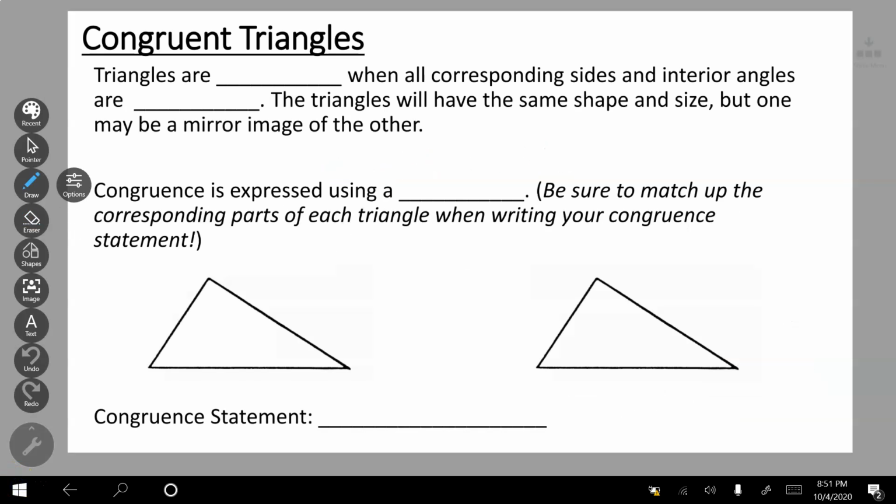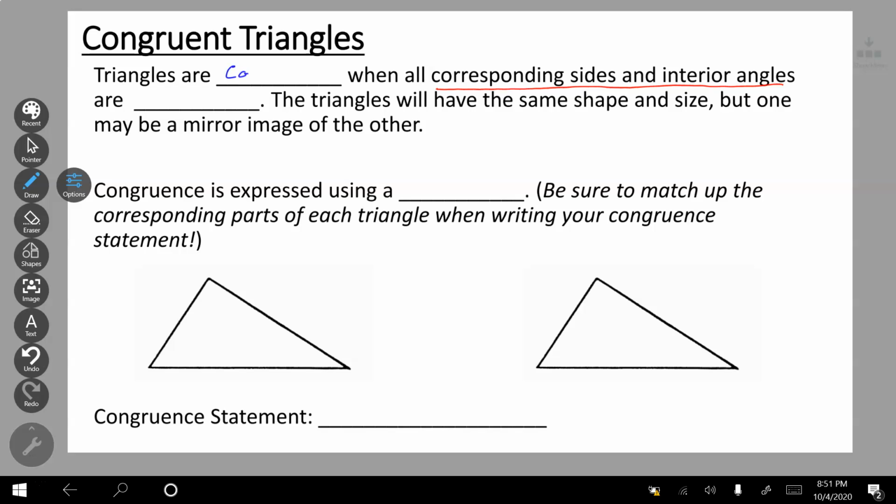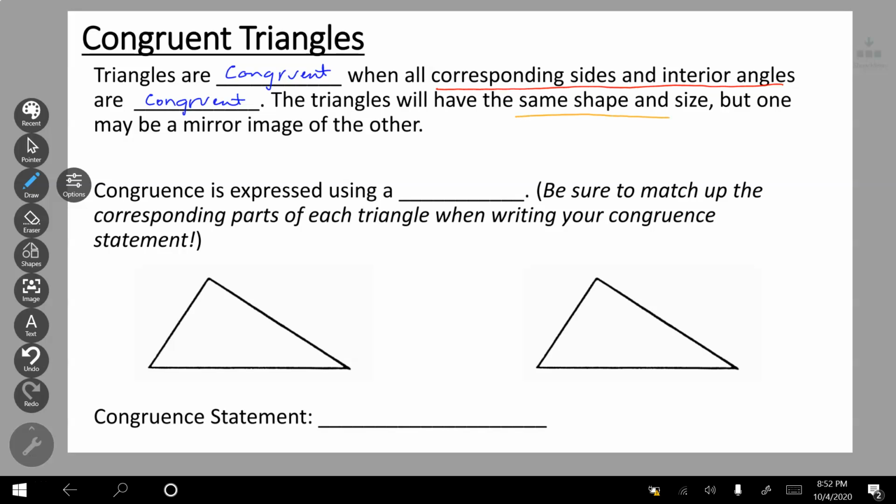Okay, we've used the word congruent before. Congruent is when triangles are going to be the same size and shape. So all corresponding sides and interior angles are going to be congruent. So when triangles are congruent, that means everything is going to be congruent within that triangle. Okay? That means they're going to have the same size and shape, but they don't have to be all going the same direction.